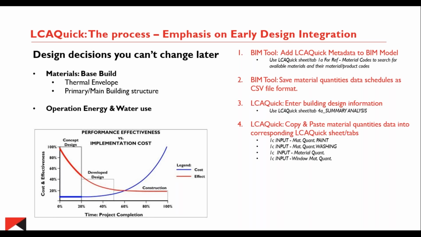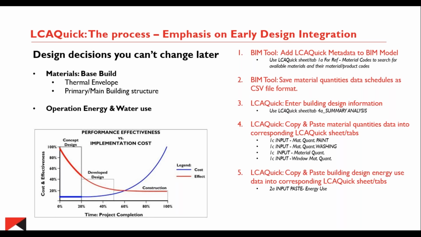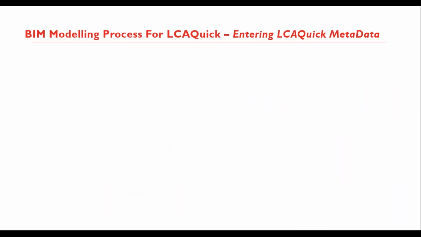Fourth, you copy and paste the material quantities into the corresponding LCA Quick material sheets. These are the quantities calculated from your BIM model. Then we need to copy and paste the building design energy use into LCA Quick. Then we need to go and check the model for errors. Lastly, we can analyze results and iteratively explore design solutions and alternatives.